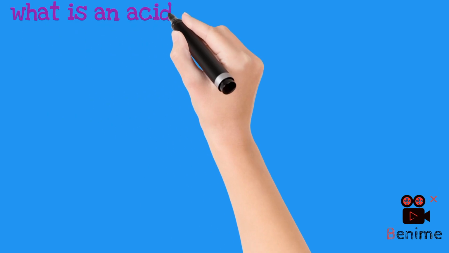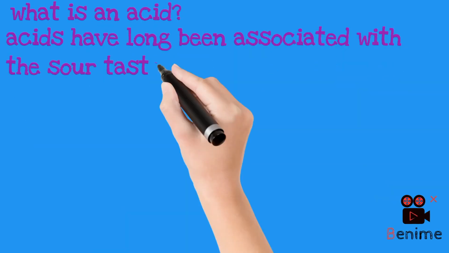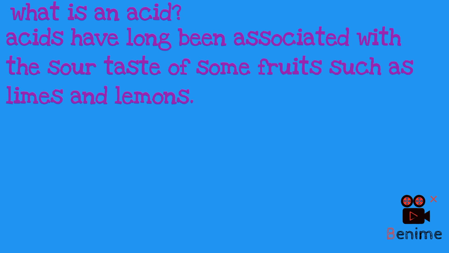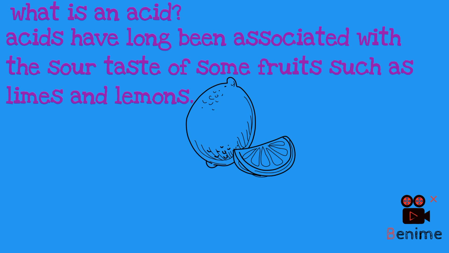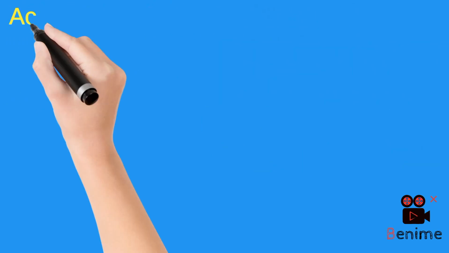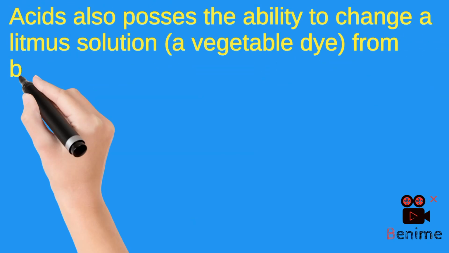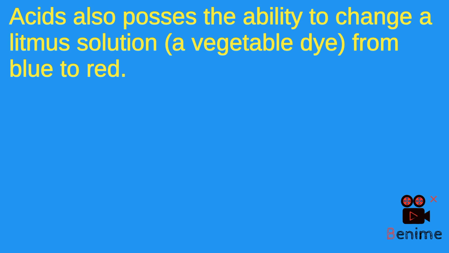What is an acid? Acids have long been associated with the sour taste of some fruits such as limes and lemons. Limes and lemons usually have a sour taste, and usually you have acids in them. The taste is so sour it makes the food tangy. Acids also possess the ability to change liquid solution vegetable dye from blue to red.